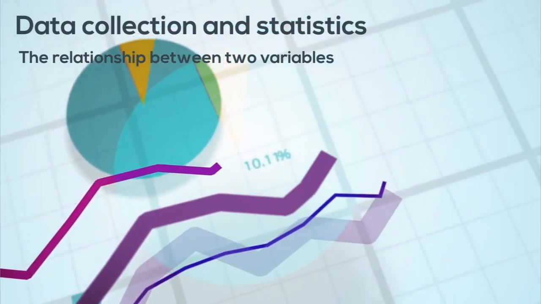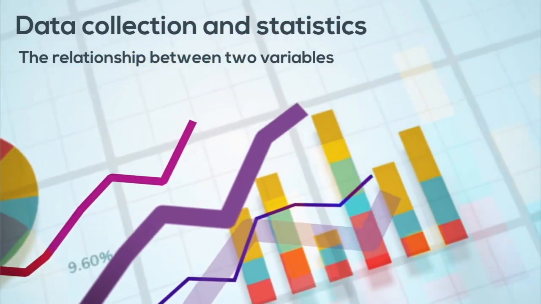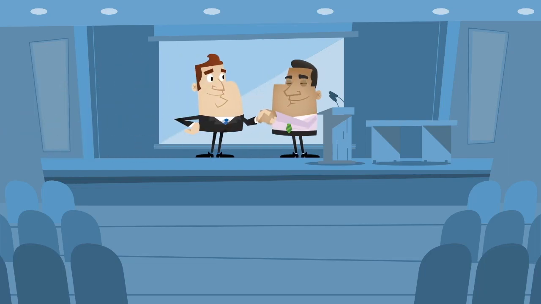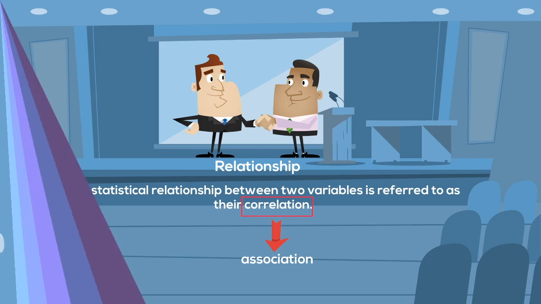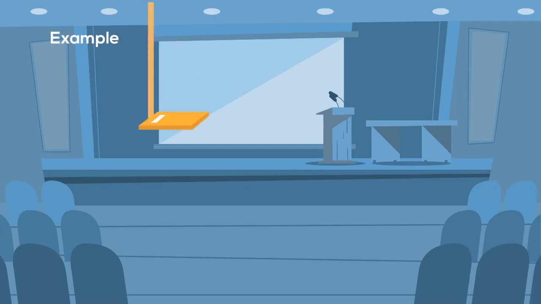In this session, we look at the relationship between two variables. The statistical relationship between two variables is referred to as their correlation. Correlation means association. More precisely, it's a measure of the extent to which two variables are related. If an increase in one variable tends to be associated with an increase in another, then this is known as a positive correlation. An example would be height and weight.